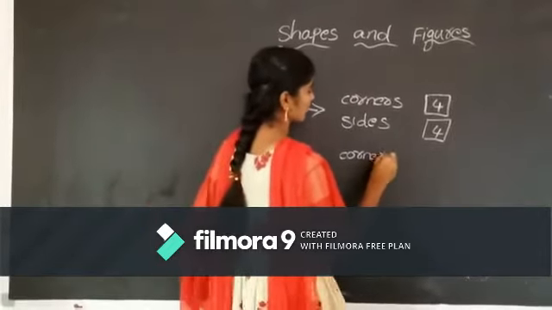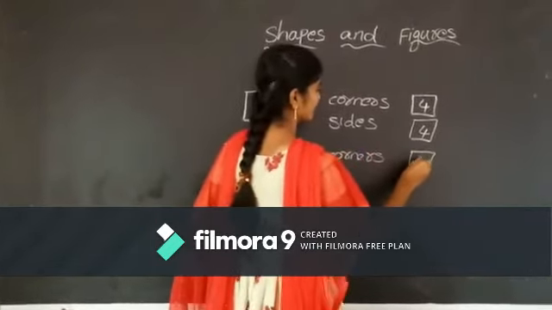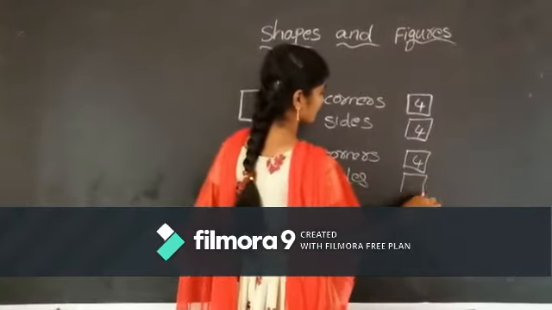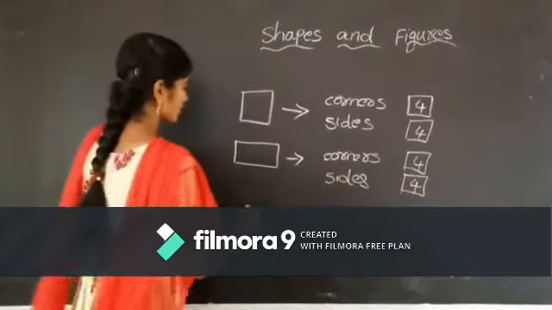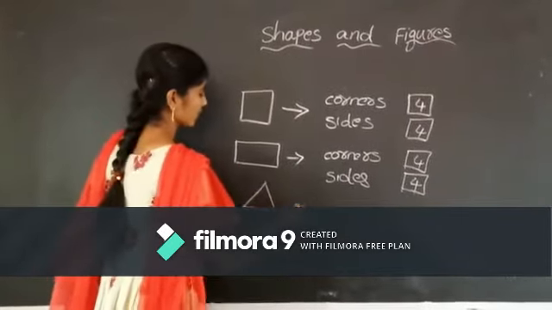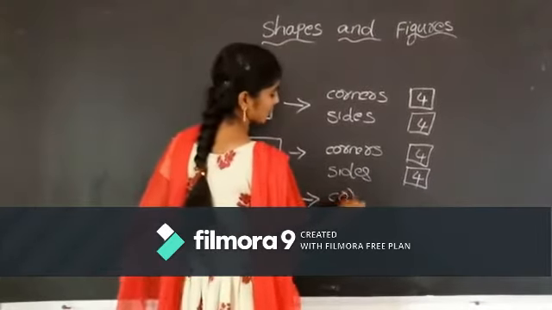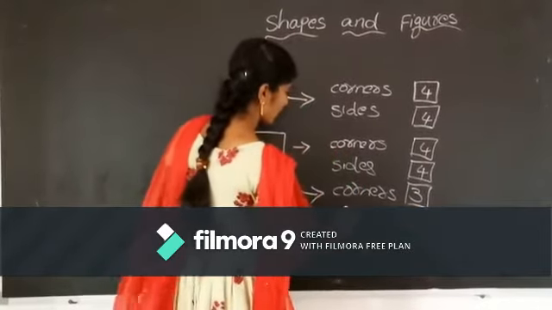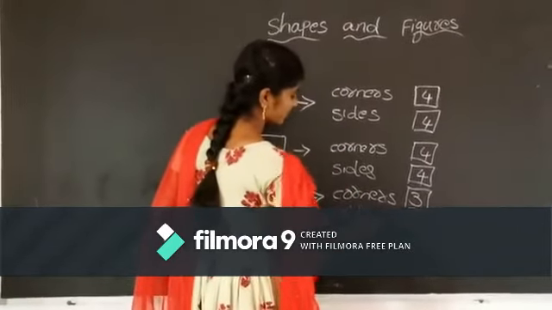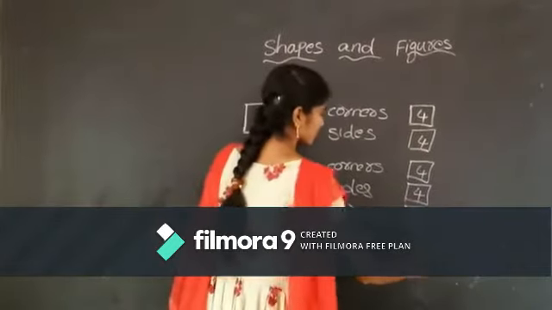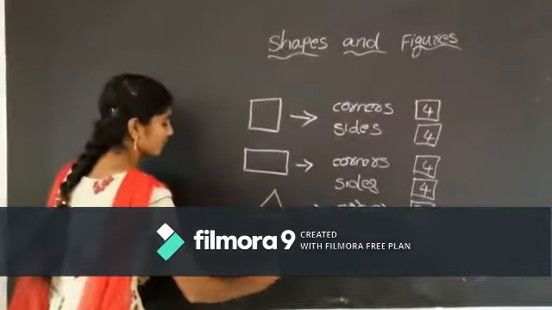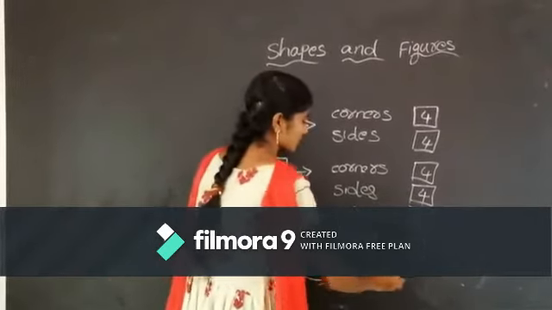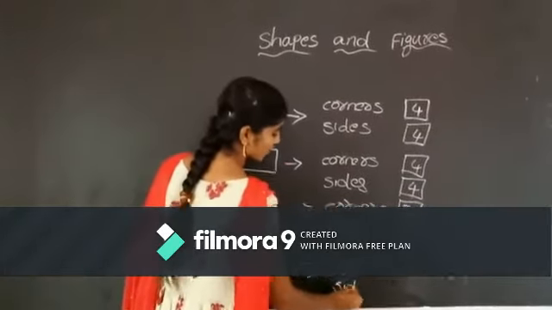Rectangle has 4 corners and 4 sides. Triangle has 3 corners and 3 sides. Circle, there are no corners and there are no sides to the circle.